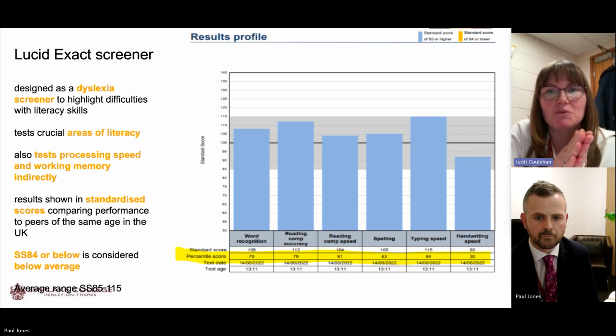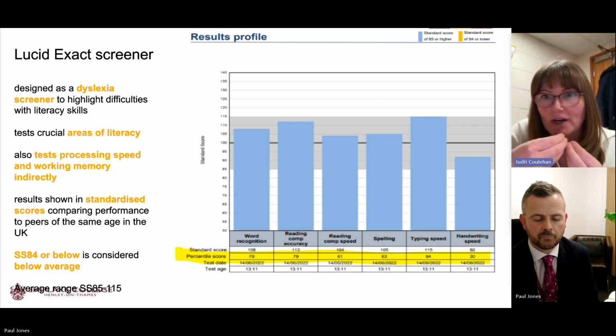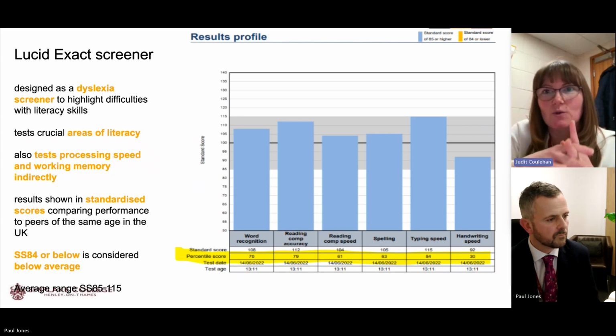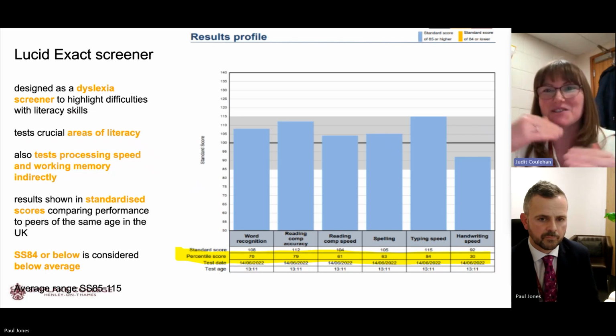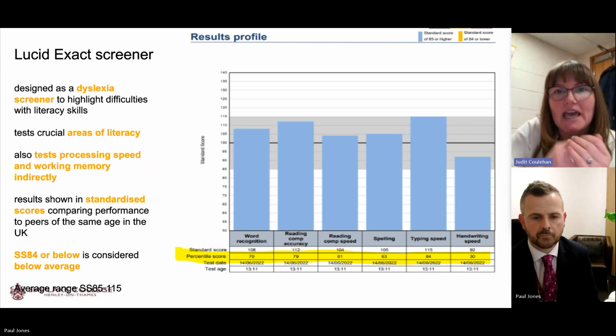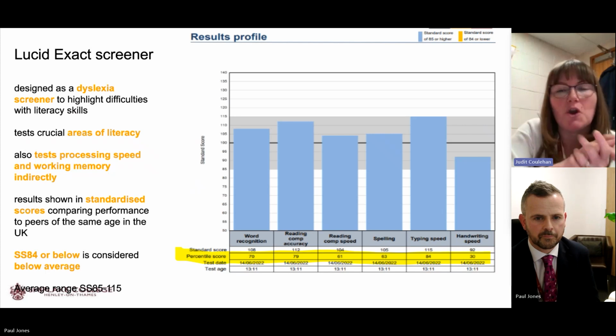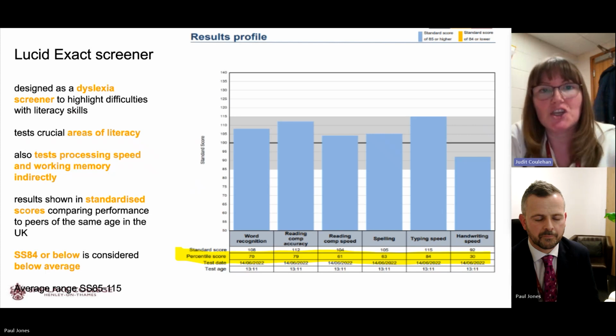And it compares the students' performance to peers of the same age nationwide. So this test was standardized on a British sample. They compared the results of lots and lots of teenagers of the same age. Well, actually, this is valid up to age 24. So lots of people of the same age compare their results, produce a ranking order, and they determined what the average range is. So the vast majority of the population falls within the average range.